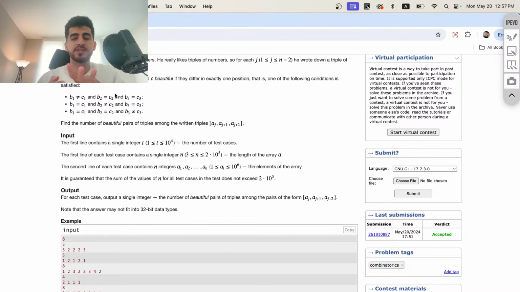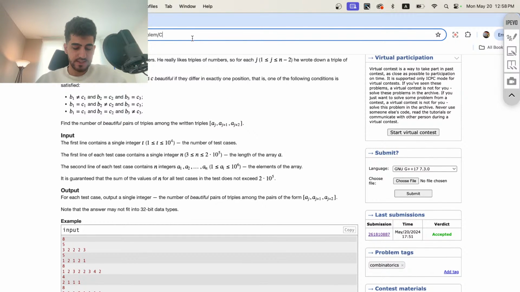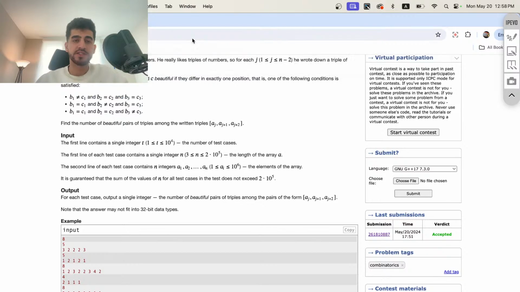how many times I have these two elements in a row, and how many times I have these other two elements in a row. So I save all of these: AI and AI plus 1, AI and AI plus 2, AI plus 1 and AI plus 2. MP1 is for the first two occurrences, so the first one is AI, the second one is AI plus 1, the third one is a question mark, for example. MP2 is for the first one and the last one, where the middle one is a question mark. MP3 is for the second and third one, where the first one is a question mark. And this is for all three. I use a map in order to solve this. This is the general idea for problem C.